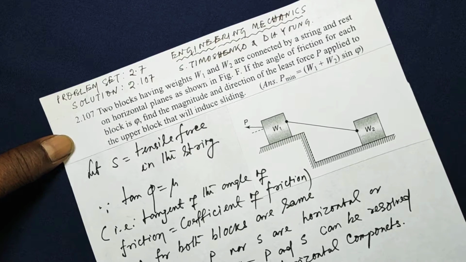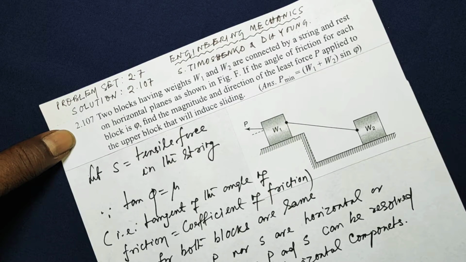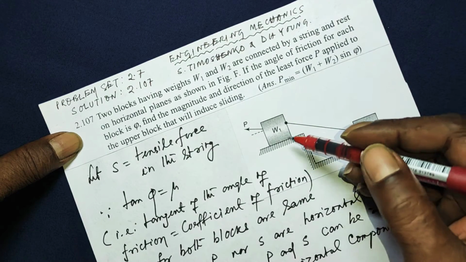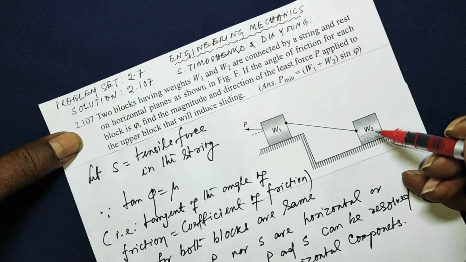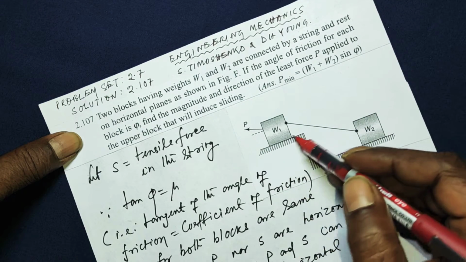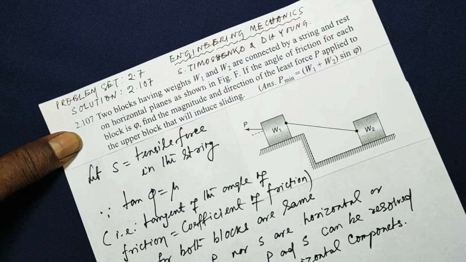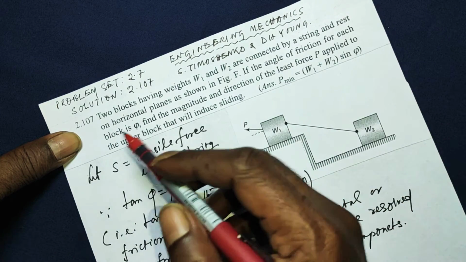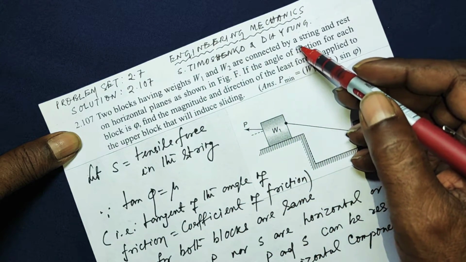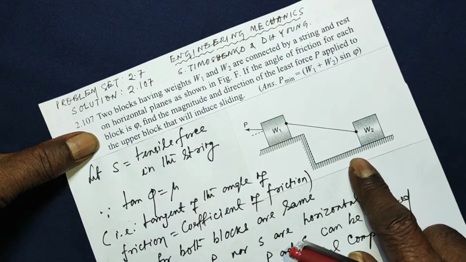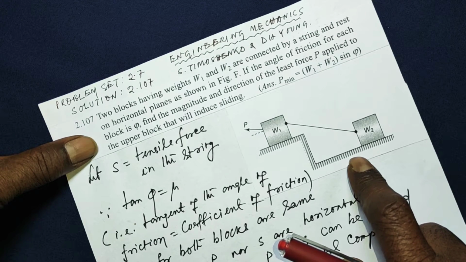Let me read out the statement first. 2 blocks having weights W1 and W2. Here is a weight W1, here is a weight W2. Both are resting on a horizontal surface. This is a horizontal surface. But the surface is not smooth, meaning rough surface, so there is a force of friction present there. 2 blocks having weights W1 and W2 are connected by a string and rest on a horizontal plane as shown in figure F, given in your book.